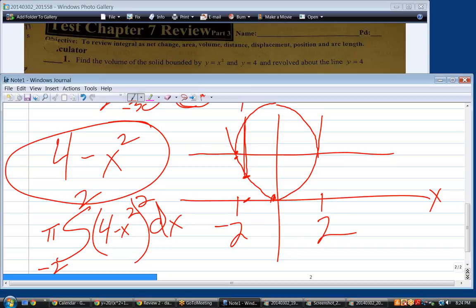Now see here, you could put y1 in as equal to 4 minus x squared, and then when you define the integral, you would just say y1 squared.